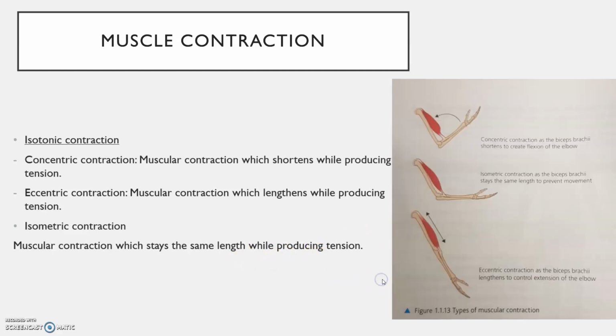Now, I've got a picture for you here. This is an example of a concentric contraction. If you were doing a bicep curl, the bicep curl brings the hand towards the shoulder. So the bicep is the agonist, it is creating the movement, and that muscle shortens under tension. Therefore, it is a concentric contraction.